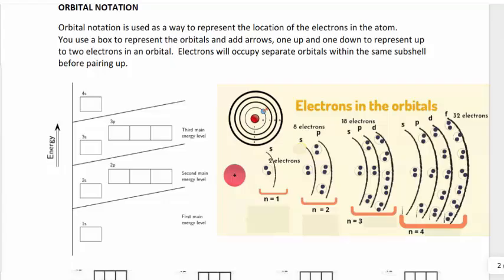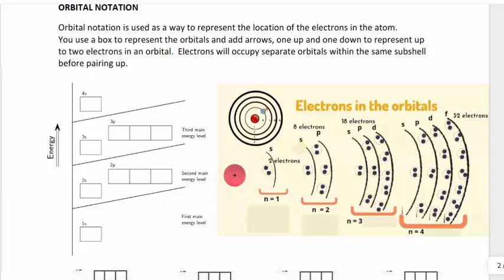So again, this just shows the orbital notation and how the electrons occupy. Orbital notation is used as a way to represent the location of electrons in the atom. You use a box to represent the orbitals, and you add arrows, one up and one down, to represent up to 2 electrons in an orbital. And electrons will occupy separate orbitals within the same subshell before they pair up.